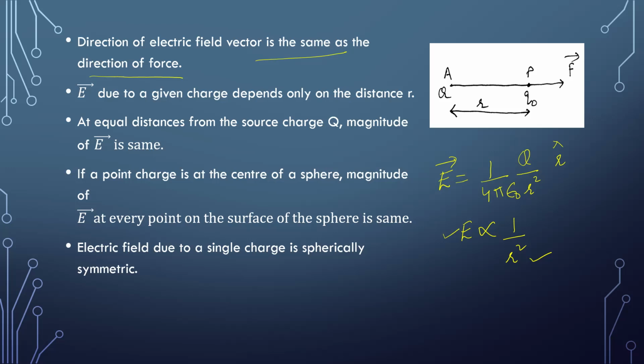And if you have equal distances from the source charge, then the magnitude of E will remain the same. So suppose we have a point charge at the center of a sphere. Because on the surface of the sphere, the distances of all the points from the point charge at the center O are the same, the electric field at every point on this surface of the sphere will be the same, right?